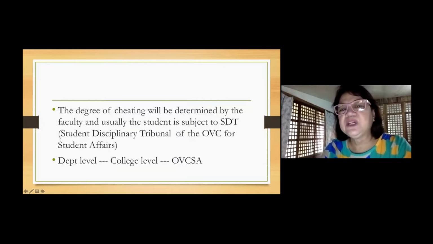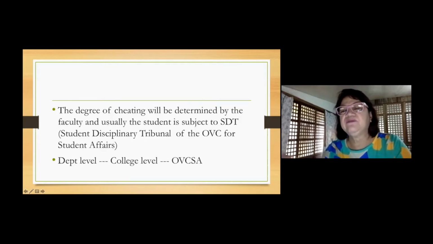The degree of cheating will be determined by the faculty. Usually, the student is subject to SDT, Student Disciplinary Tribunal of the Vice Chancellor for Student Affairs. So let's say you're caught cheating or plagiarizing, it will be from the department level, it will be elevated to the college level and up to OSA.